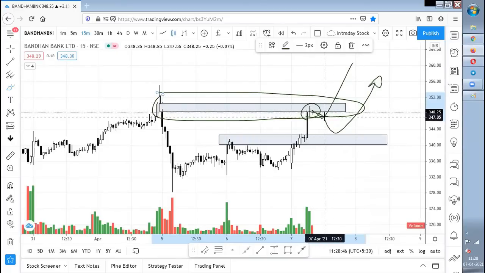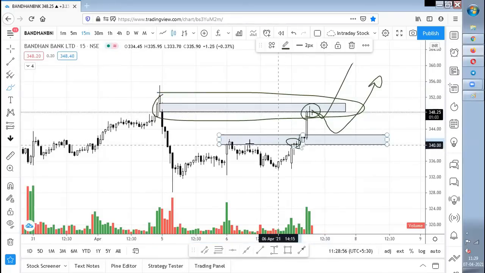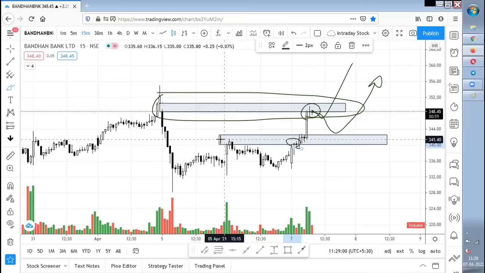So you need to understand where you need to enter the trade. Then only will you be able to know your exit criteria. I entered the trade over here, and I know that if it is able to go above this zone, then ultimately it can go till here.